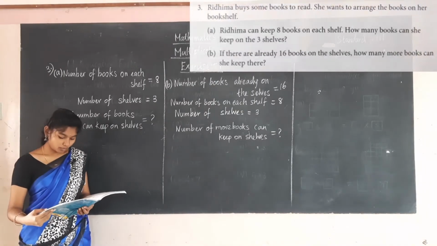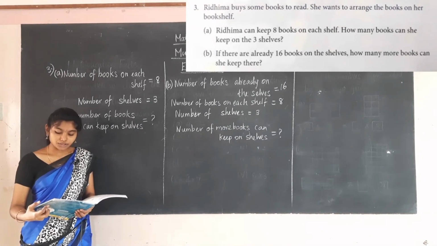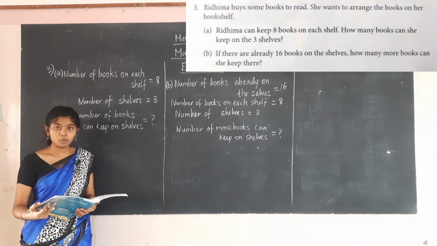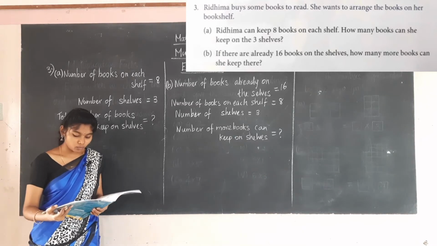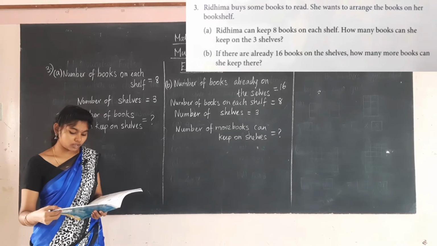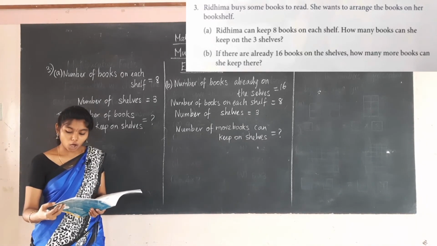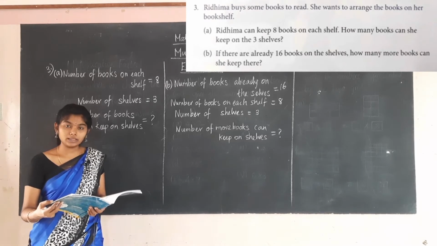Now see the third problem. Riddhima buys some books to read. She wants to arrange the books on her bookshelves. So she buys some books and she needs to arrange the books on the shelf. So see the first question. Riddhima can keep 8 books on each shelf. How many books can she keep on 3 shelves?